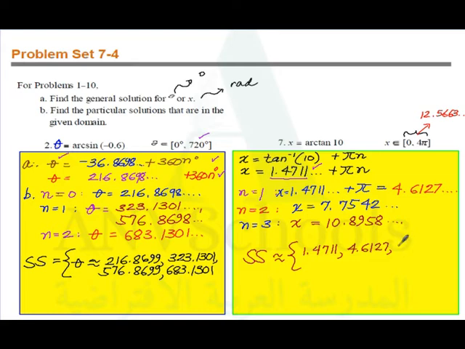We have 7.7542. And lastly, we have 10.8958. Okay, these are the solutions, and this contains the solution set for number 7.